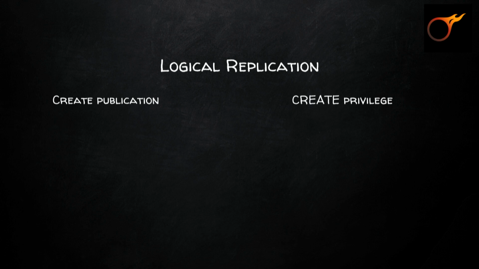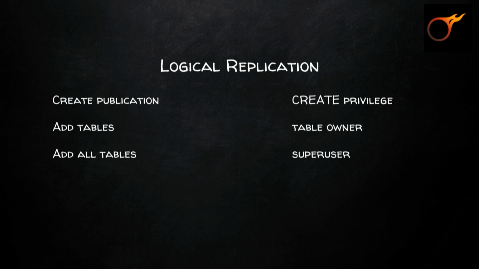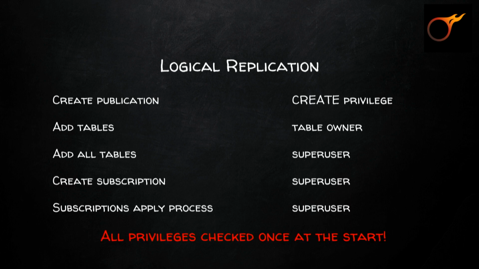Logical replication, which is new in Postgres 10, requires you, if you're creating a publication, to have the create privilege. If you're adding tables, you should at least be the table owner. There is an option to add all tables in a schema, but for that, you have to be a superuser. Everything subscription related requires you to be a superuser too. The one caveat here is that all these privileges are only checked at the start of the replication. So the first time the replication starts happening is the time Postgres actually checks if a user trying to subscribe is a superuser. And it is possible to change or have a user with reduced privileges once the logical replication is already happening. So there can be edge cases there.